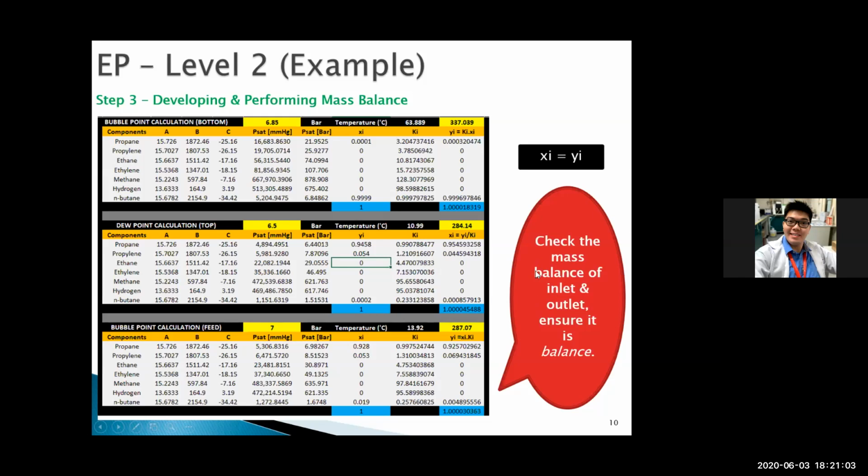Then after you did this, you check whether your inlet and outlet mass balance is correct or not. Because sometimes when we do all of this, we just straight away proceed to the next stage without checking the mass balance, which could be dangerous. It could affect your other processes. So for every unit that you do, you always need to check the mass balance every single time.